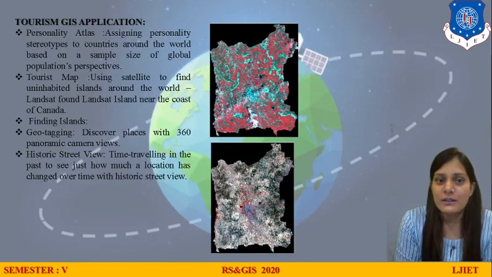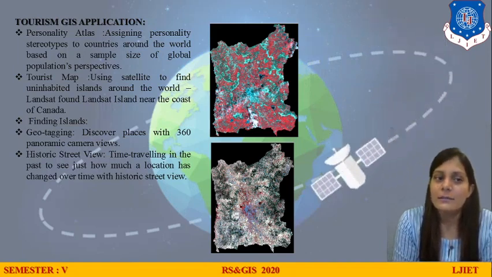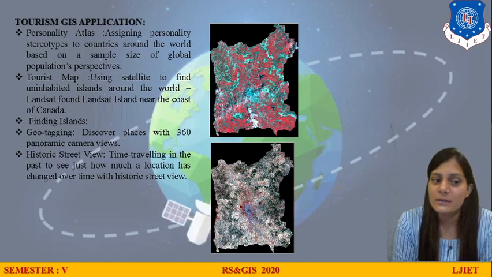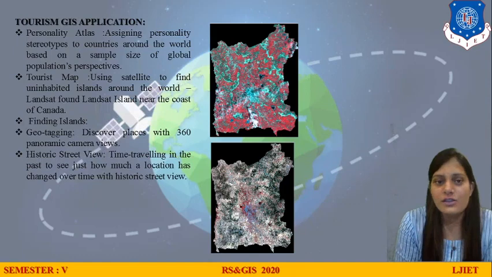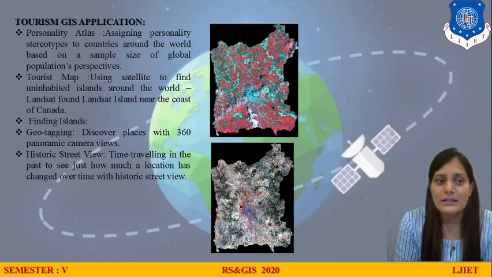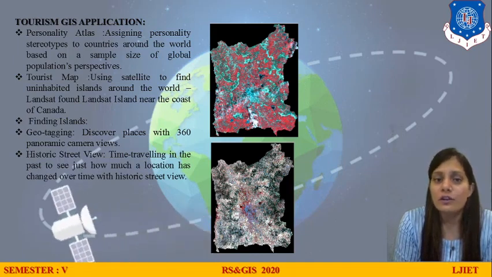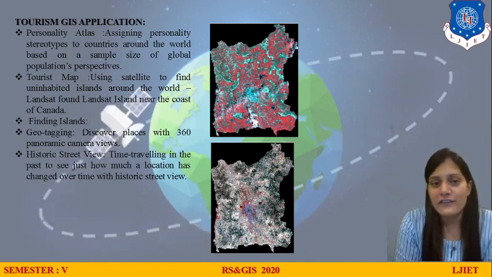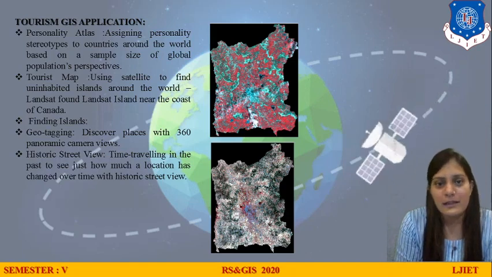Now moving further, you can see here the tourism GIS application. Yes students, what I have written here, you can see the main points: personality atlas, tourist map and geotagging, right? What is this? Geotagging, as you all know, is available in our photos and also in our mobiles. Personality atlas means assigning personality stereotypes to countries around the world, so we can give an overview of the country we are visiting. Yes, we all have those maps available on the net. If I want to go to any other country, I have a map available on Google, and looking at that I can move to any other country.